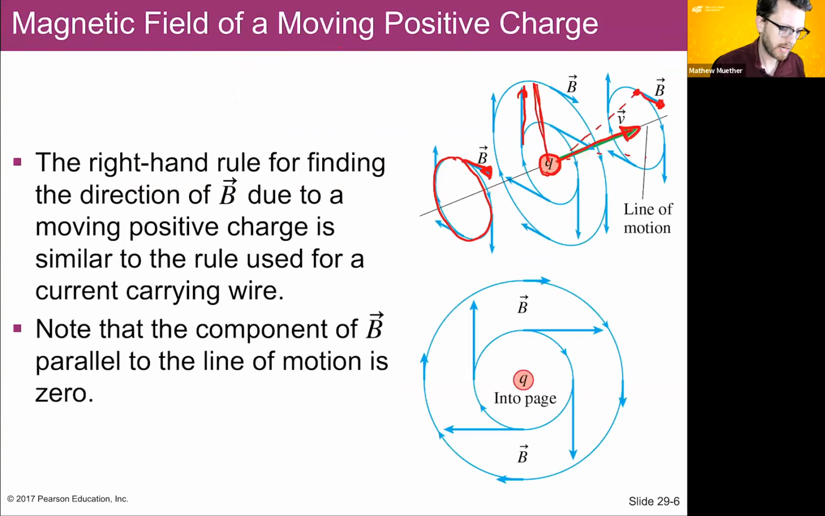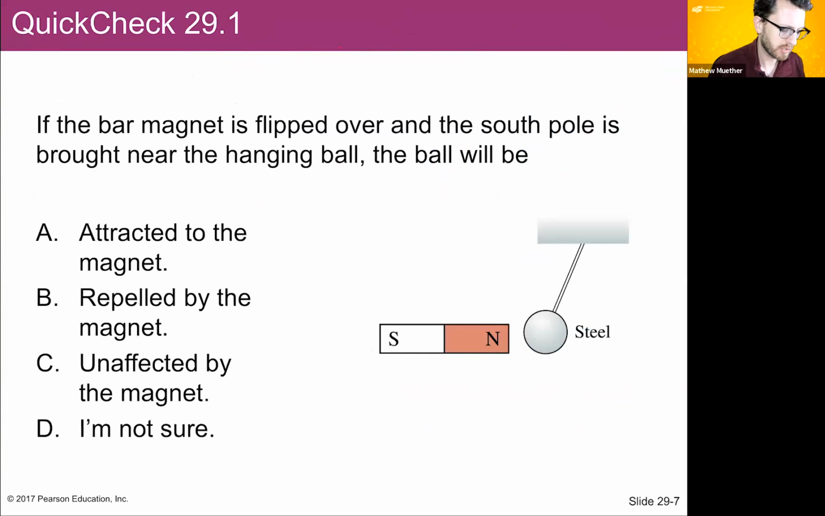All right, let's try to answer a few simple questions based on the demonstrations we saw and our description about magnetic fields generated around moving charged particles. Steel is one of the types of materials that is attracted to a magnetic field, one that experiences a force when it's placed in a magnetic field. That's what that screw was made of that I used in the demonstration.